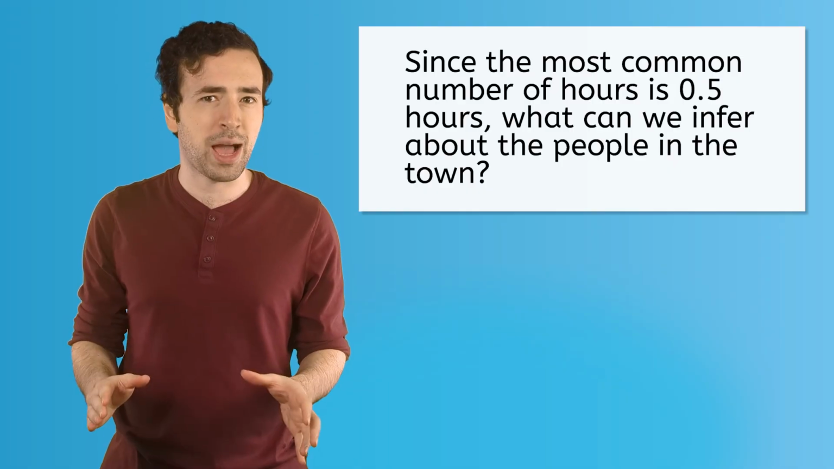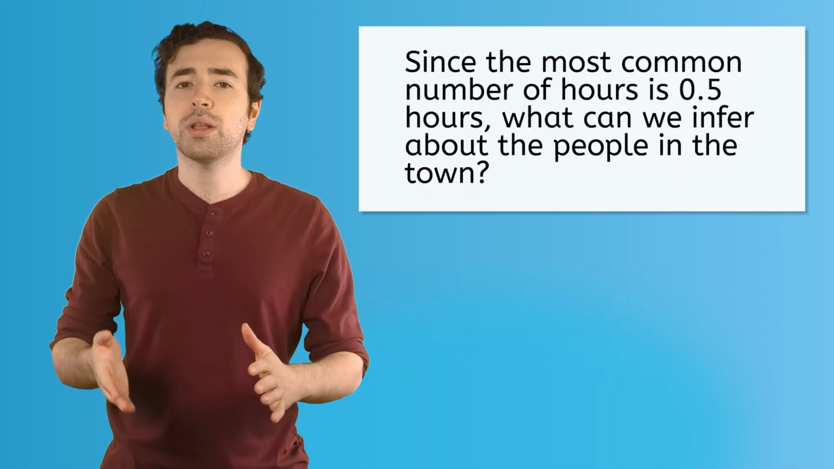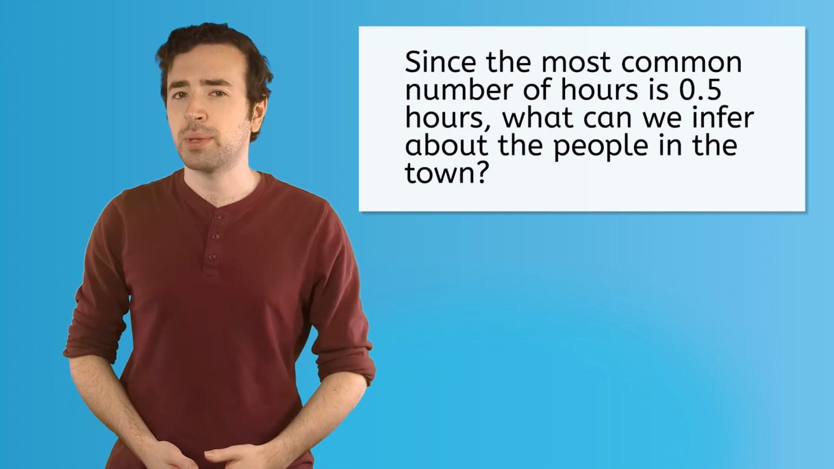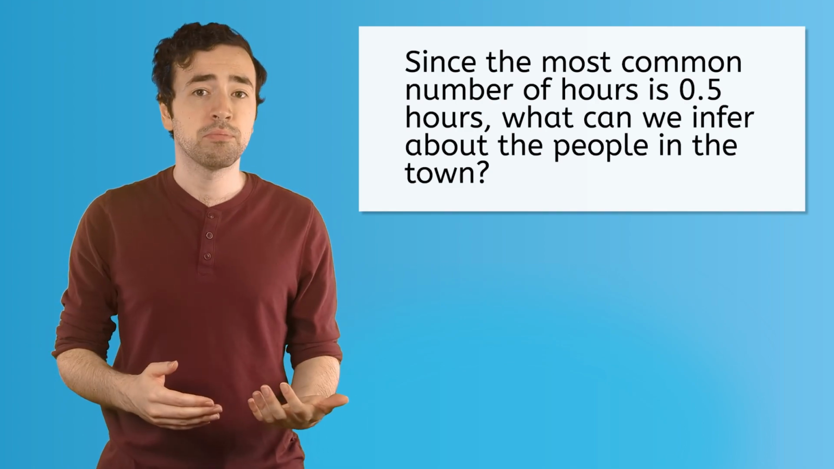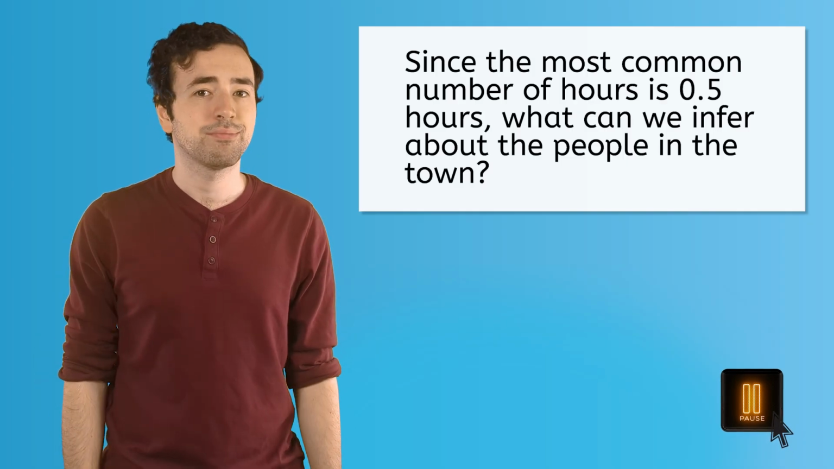Now that we have some valid claims, let's use them to make some inferences about the data. Since the most common number of hours in the representative sample is 0.5 hours, what can we infer about the population, the people in the town? Pause now to jot down an inference and come back when you're done.